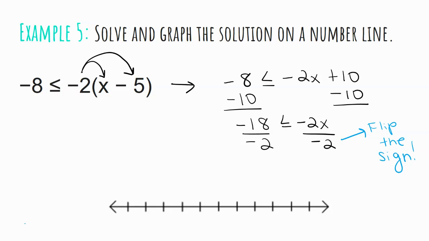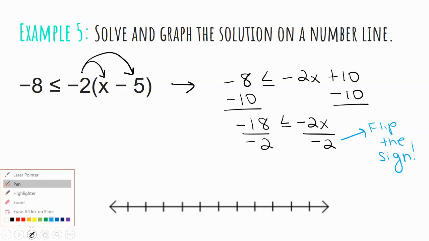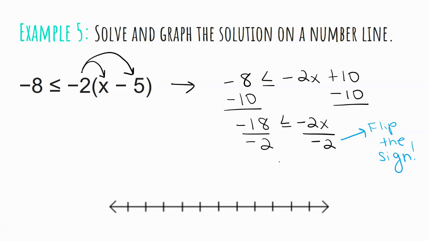Yay! So when I flip the sign, my new inequality is going to be 9, because -18 divided by -2 is 9, positive 9, is greater than or equal to x. My -2 is canceled. Now, I don't want this to confuse you because now our variable's on the right-hand side. Now, if I were to flip the entire equation, this would read x is less than or equal to 9.